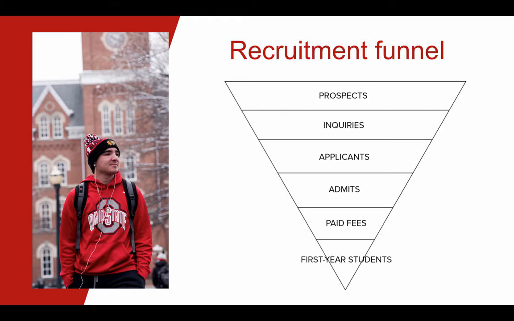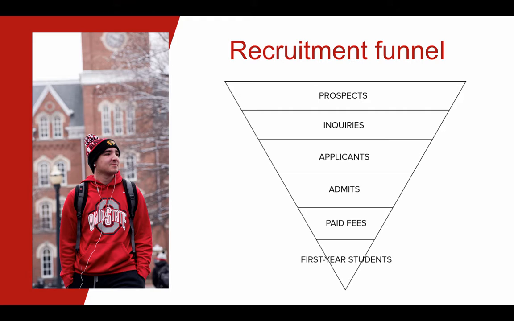Prospects are any prospective Ohio State student, typically high school juniors and seniors. The best way you can serve a prospective student is by providing general information about Ohio State and focusing on our 5 recruitment messages. If a prospective student contacts Ohio State, they become an inquiry because they have inquired with Ohio State for more information.